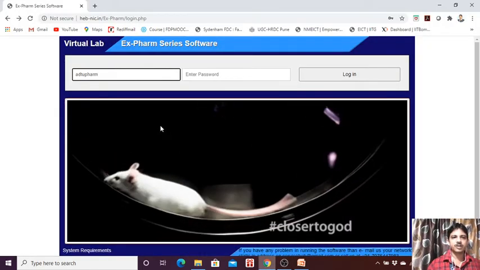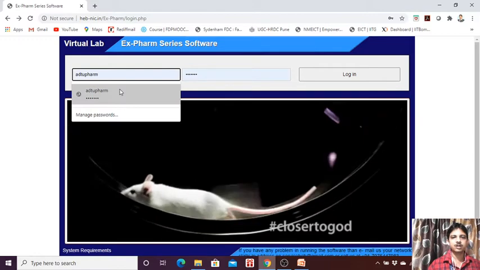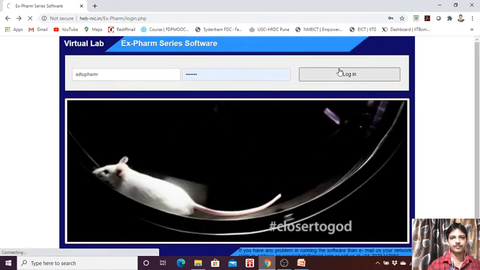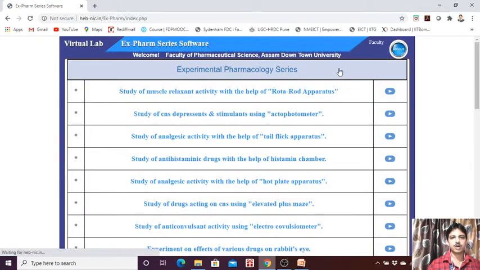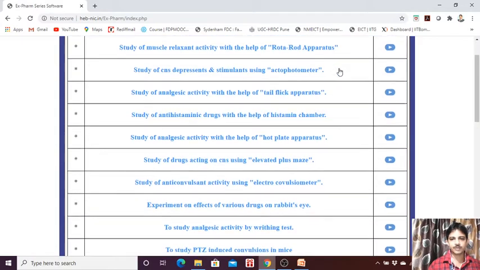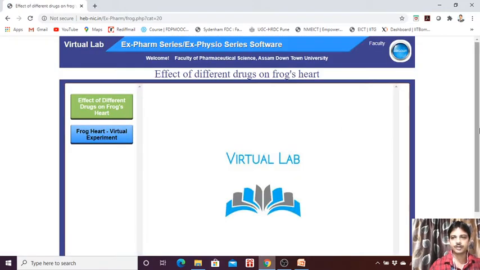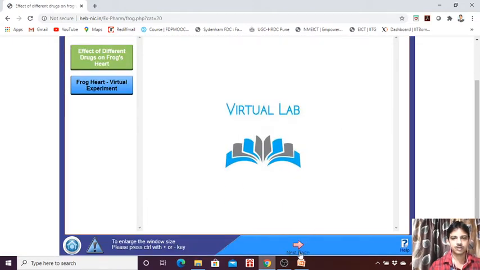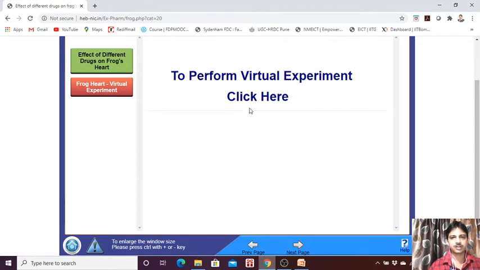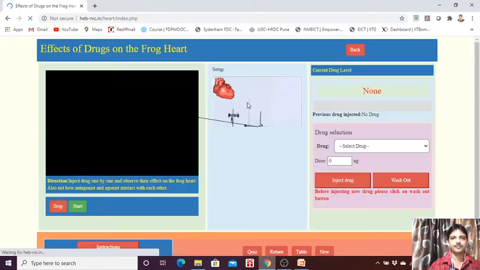So let's start our experiment. This is the login page. After login, you just find the experiment. So this is our experiment, the effect of drugs on frog heart. Now click on the experiment.